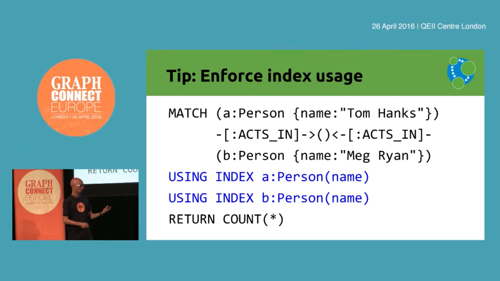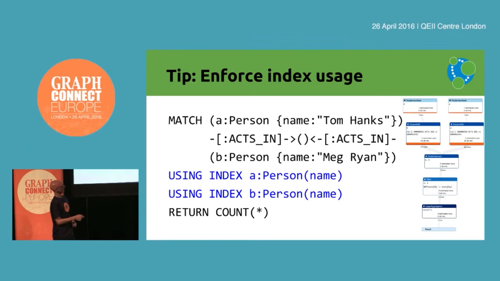Okay, so we put that in, and then we go back to our browser. We put the profile in. Then we see a slightly different plan. So you can see now that it's kind of started from 2 different sides, as you would imagine it would. So we've got a node index seek starting from B, so from Meg Ryan, and we've got another one starting from A. That's Tom Hanks.